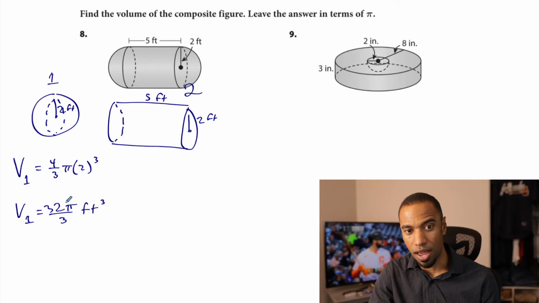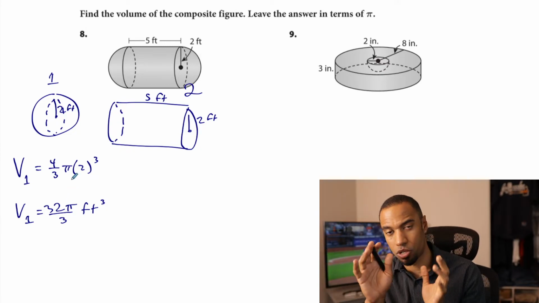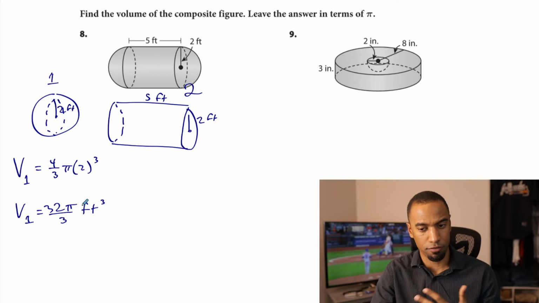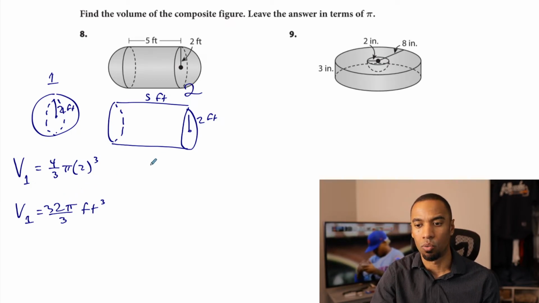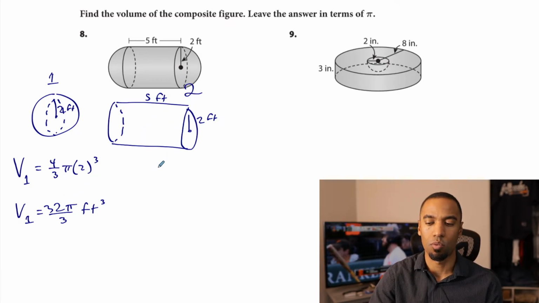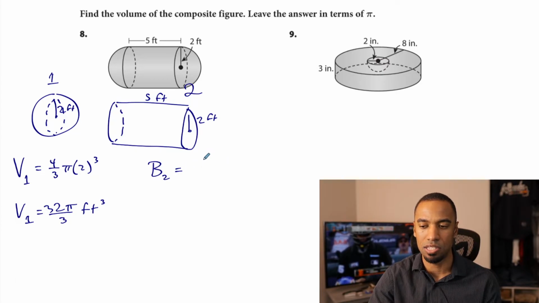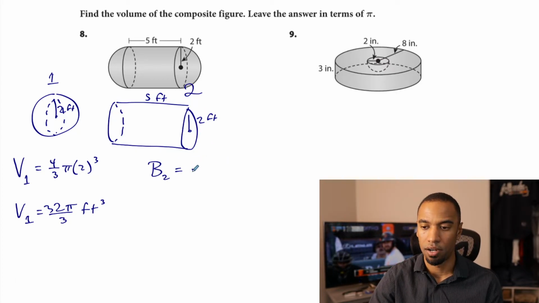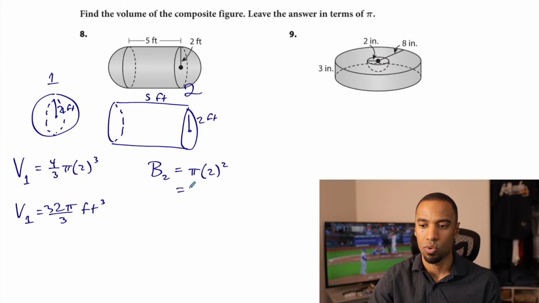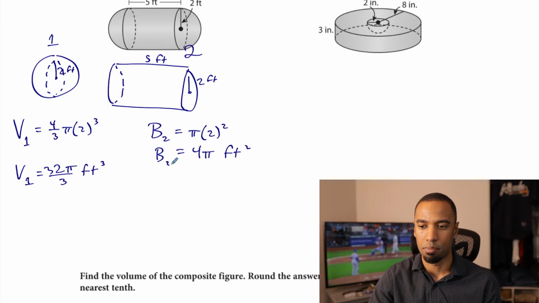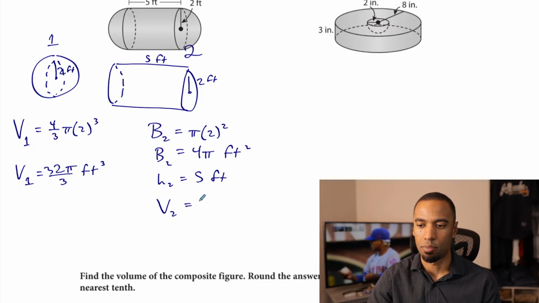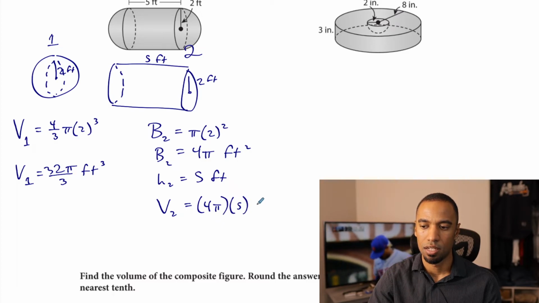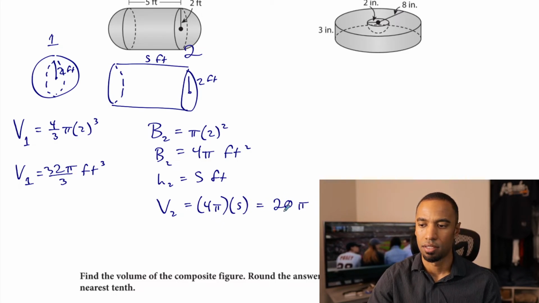Now, I want an exact answer here before I do any of the addition because I want to make sure that I don't round early. So even if you did round to the nearest tenth for your final answer, you're not going to round yet right here. You're going to wait until you get some more. So to get the volume of the second one, we have to first find the area of the base. So pi r squared, pi times radius squared, is going to give us 4 pi square feet. And then the height of this, as we said before, is 5 feet. So the volume of the second guy is going to be area of base times height, which is going to give us 20 pi cubic feet.